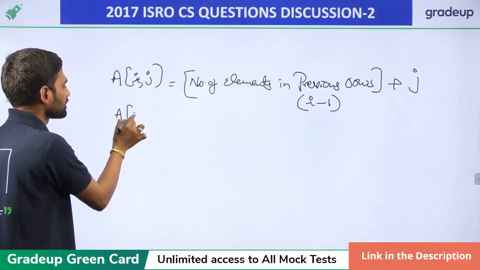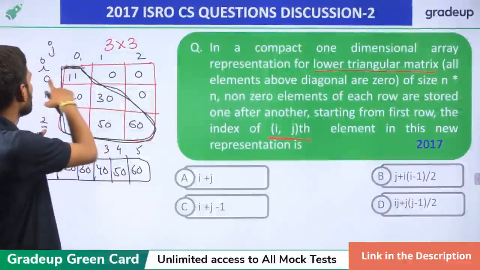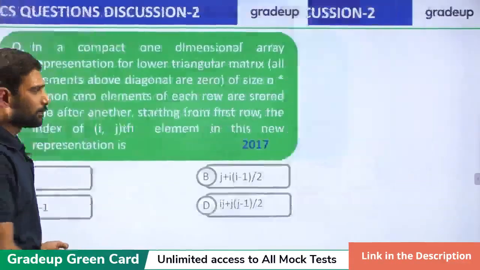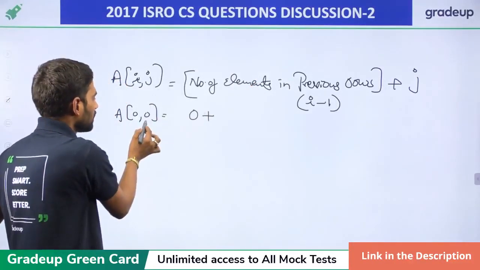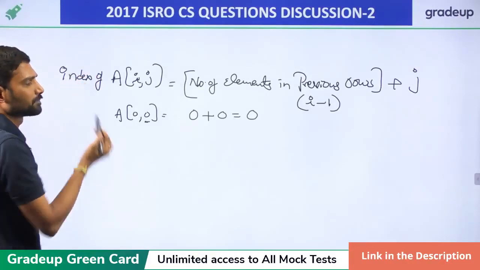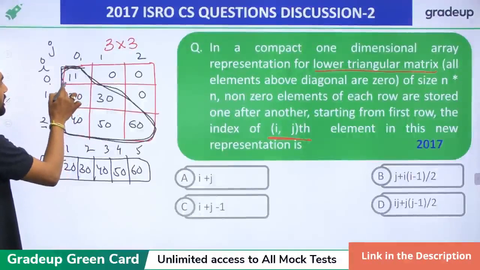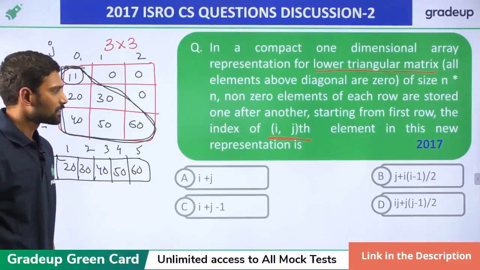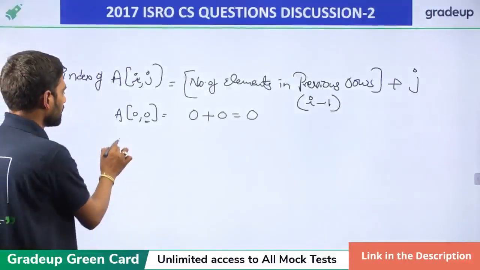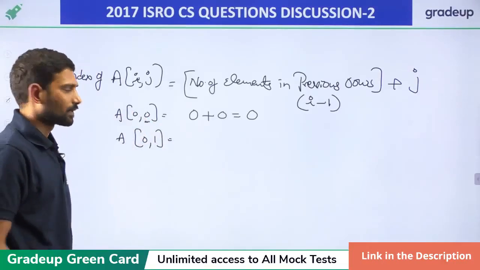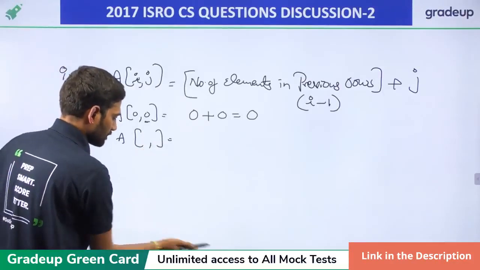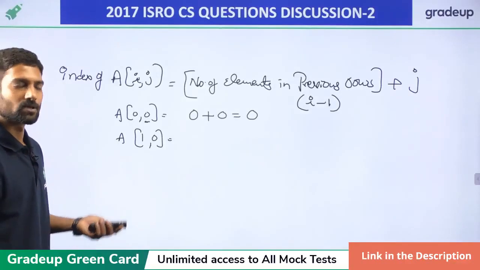Let's see. First, what is A of 0, 0? A of 0, 0 index I want. Are there any more rows before this row? No. So, the number of elements in the previous rows is 0, plus, what is j here? 0. So, what is the index of this? 0, isn't it? The first element index in this array is 0. Correct? Similarly, do this with the next element. This would be, not A of 0, 1, sorry, A of 1, 0. Second row, first column.